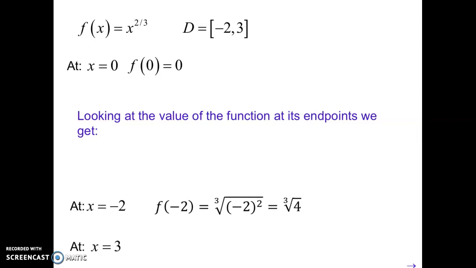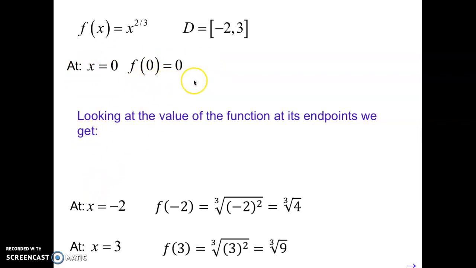At x equals -2, I'm sorry, I said 2. At x equals -2, the value of the function is the cube root of 4. At x equals 3, the value of the function is the cube root of 9. Okay, so what we did here was we found the critical point and then we found the value of the function at the critical point.